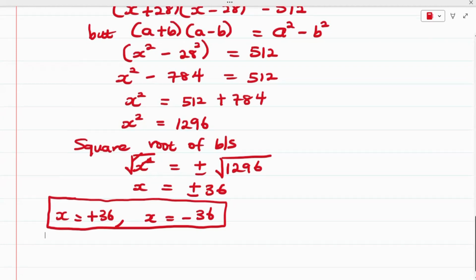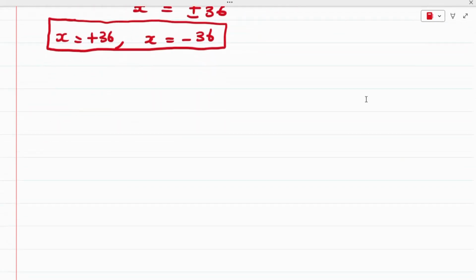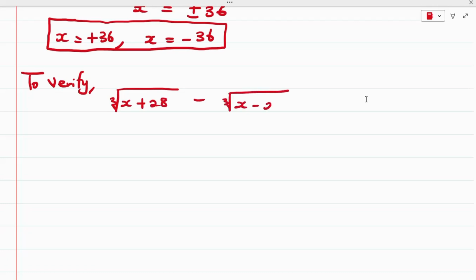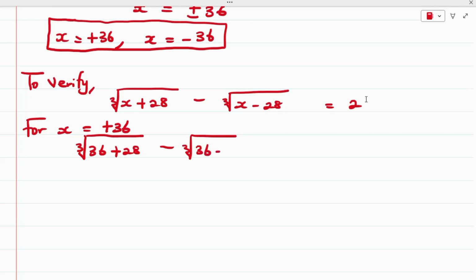So right here, let's simply verify to show if our answer is actually correct. So at this point we are going to say to verify, we have the expression given as the cube root of x plus 28 minus the cube root of x minus 28, and this is equal to 2. So for x equals plus 36, we have the cube root of 36 plus 28 minus the cube root of 36 minus 28, and this is equal to 2. So we have the cube root of 36 plus 28 is going to give us 64, minus the cube root of 36 minus 28 is going to give us 8, and this is equal to 2.